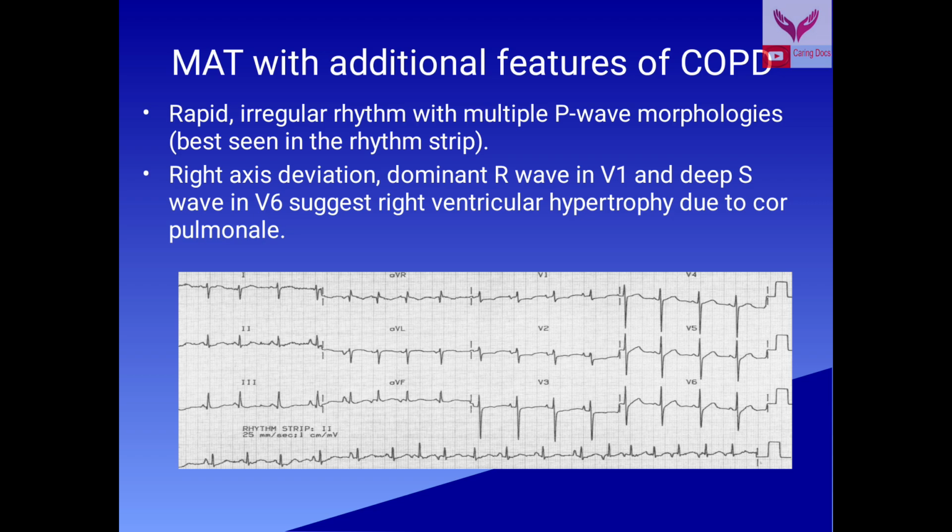In multifocal atrial tachycardia, besides these changes, we may have additional features of COPD. Like in this ECG, we can see a rapid irregular rhythm with multiple P wave morphologies. We can see right axis deviation, dominant R wave in V1 and deep S wave in V6, suggestive of right ventricular hypertrophy due to cor pulmonale.